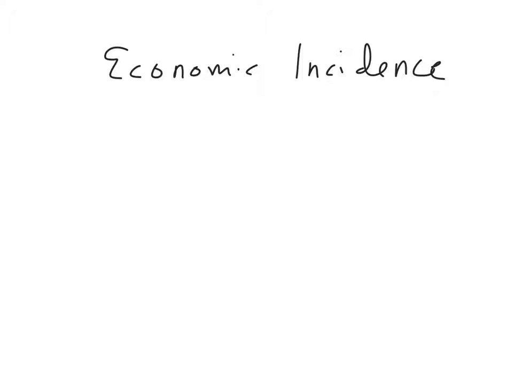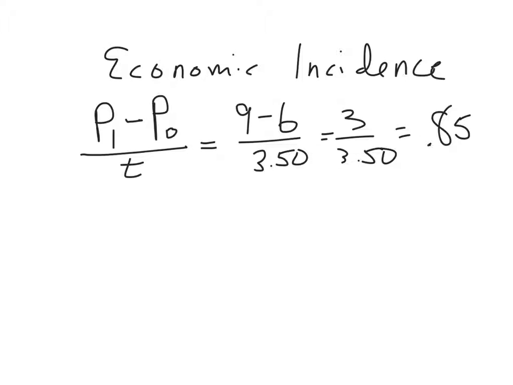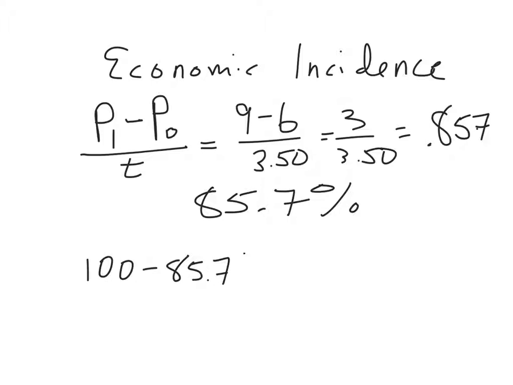But the incidence is pretty simple. If you want to know what share of the tax buyers pay, you look at the price that buyers pay with the tax, subtract from that the price that buyers paid initially, and then divide it by the size of the tax. Well, here, the price went up from 6 to 9, so 9 minus 6 is the jump in price of a sack of potatoes that buyers had to pay, and the tax was $3.50. And so 3 over 3.50 is equal to 0.857, which we usually express as a percent, that's 85.7%. And the sellers pay everything else, so 100 minus 85.7% is 14.3%.